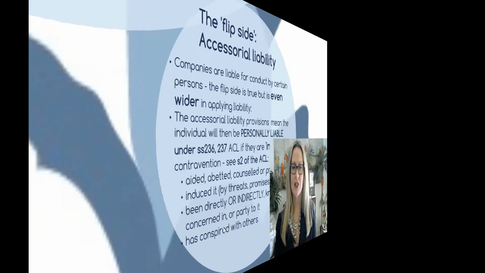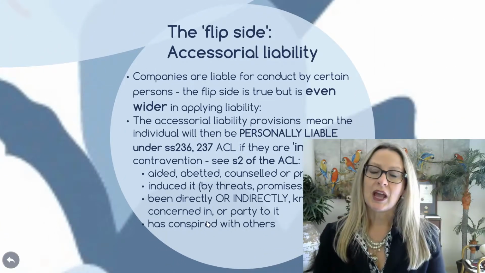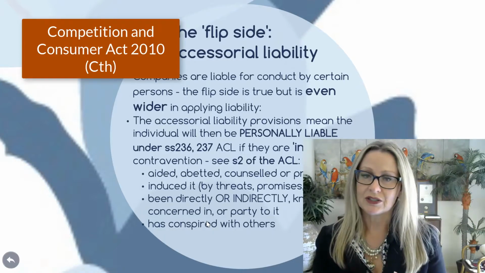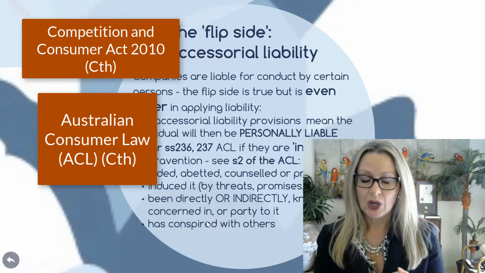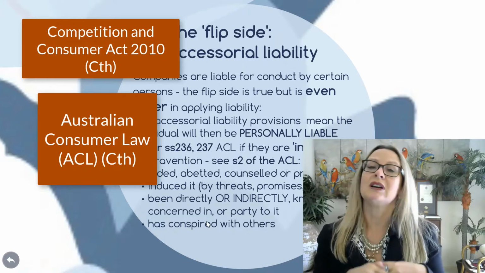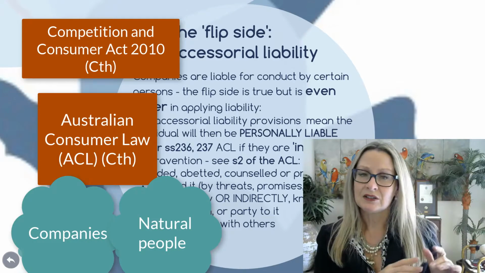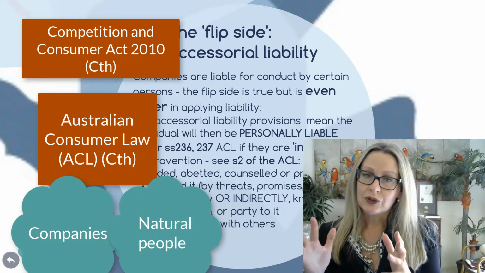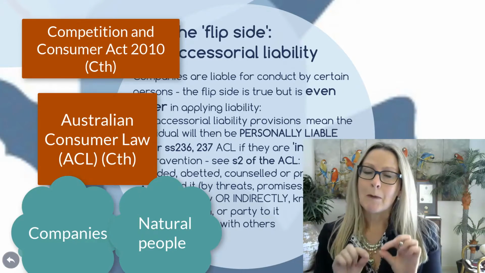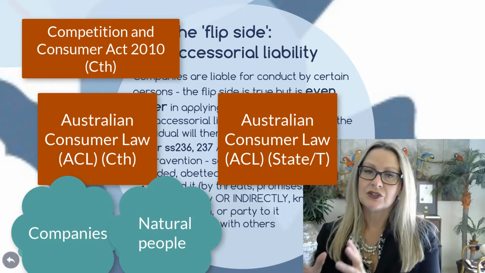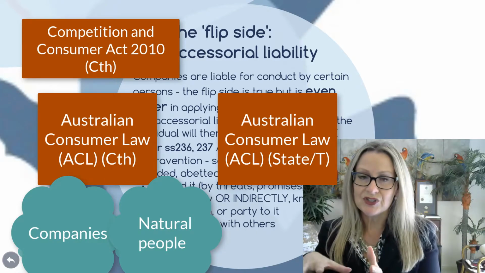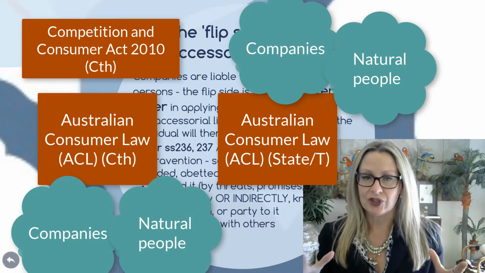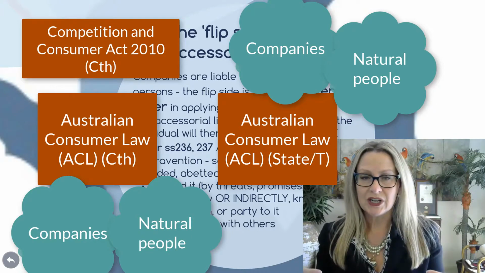So let's sum it all up. We know that we have Commonwealth legislation called the Competition and Consumer Act. Schedule 2 of that Act is the Australian Consumer Law. We know that the Australian Consumer Law applies to companies and sometimes to individuals under the Commonwealth legislation. We know that we have in each state and territory a mirror version of the Australian Consumer Law that's been imported into every state and territory and applies there. So we have good network of coverage of consumer protection.